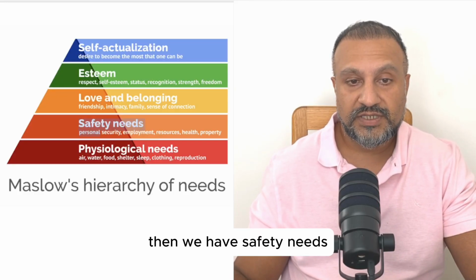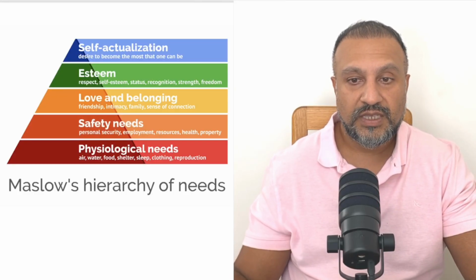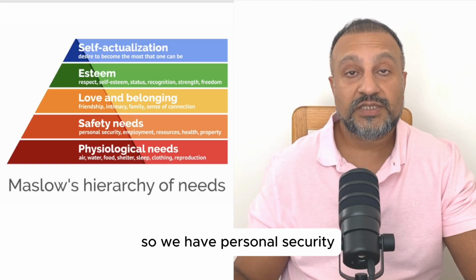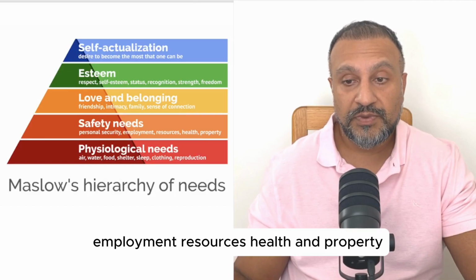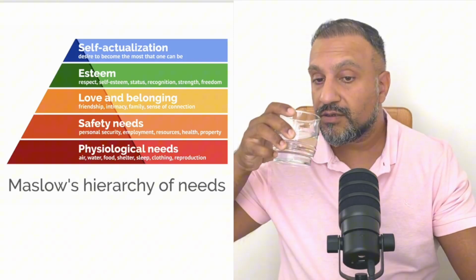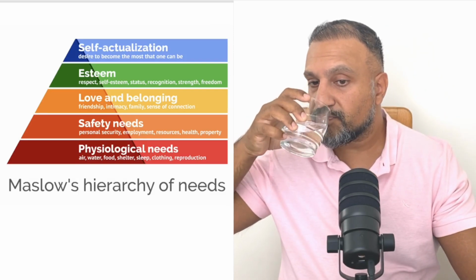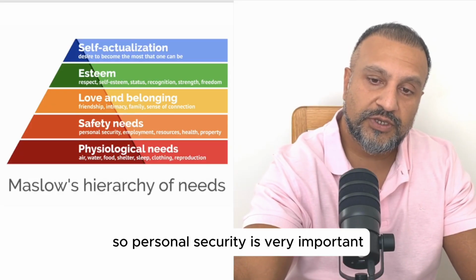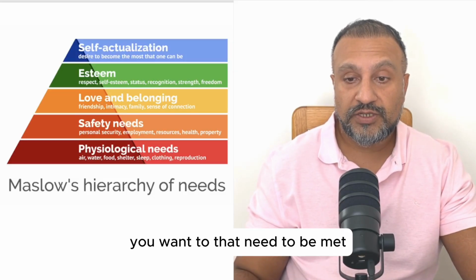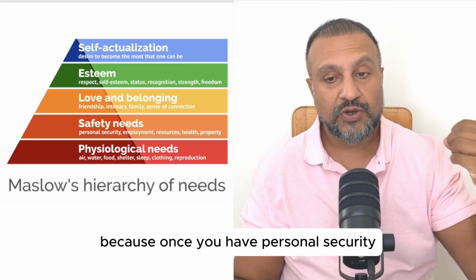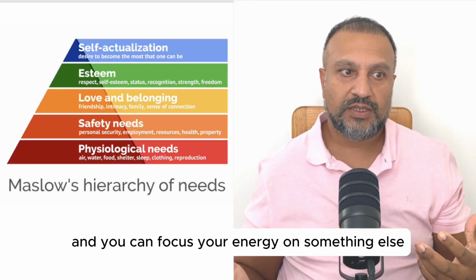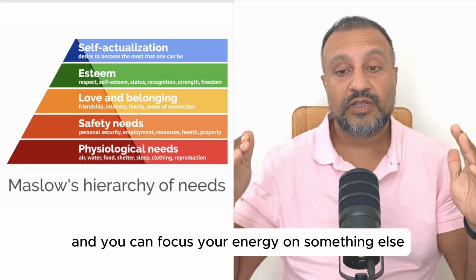Then we have safety needs. Now, safety needs, let me have a look here. So we have personal security, employment, resources, health, and property. So personal security is very important. You want that need to be met because once you have personal security, you can feel more relaxed and you can focus your energy on something else.